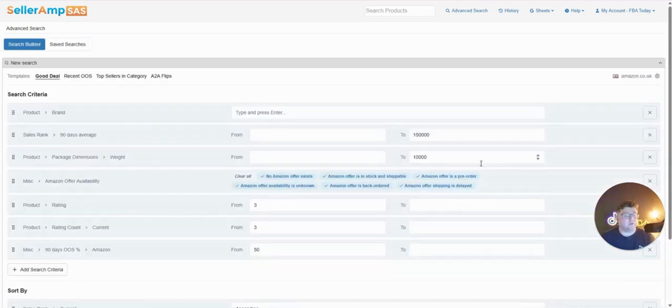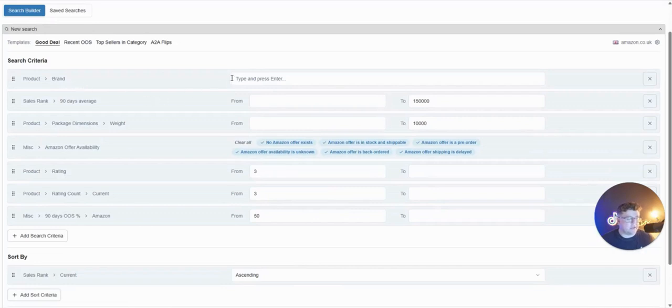In this video what we're going to do is go over these different filters, these templates, see how effective they are, where we get an advantage, and possibly make some alterations as well. So you can see here the good deal, we have got a brand. It is going to be targeting the 90-day average, top 150,000. Product weight, I'm assuming that's grams, so 10 kilograms or 10,000 grams. We've got the Amazon offer availability, product rating as 3, rating count as 3 and above. We've also got the 90-day out of stock for Amazon on this listing as well.